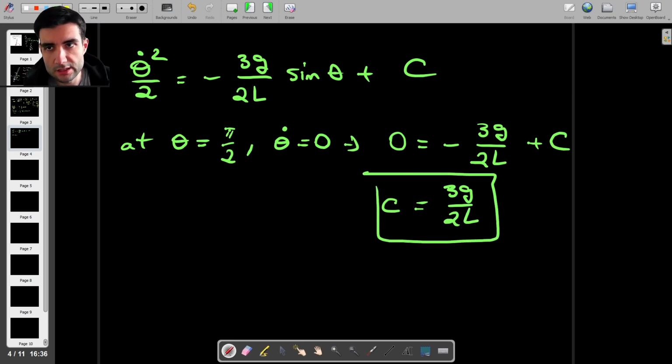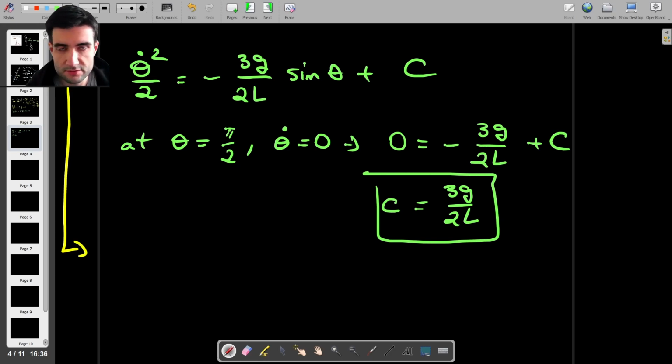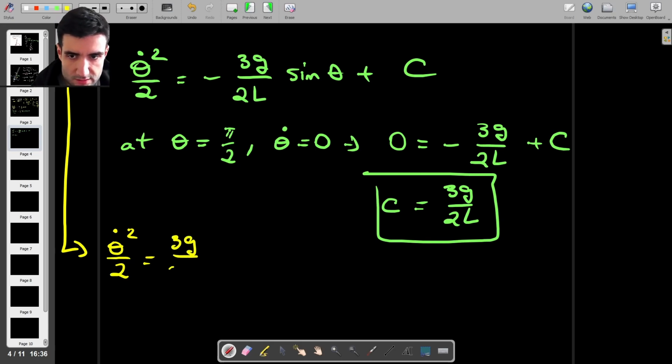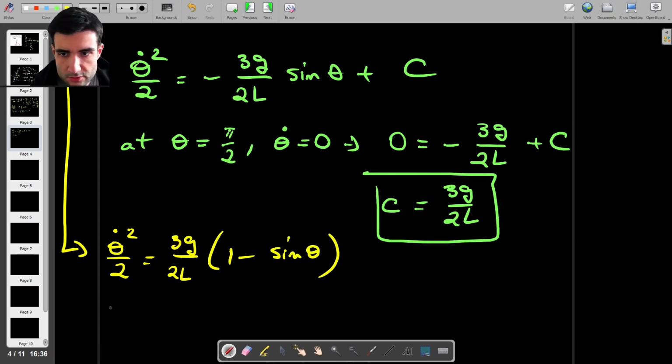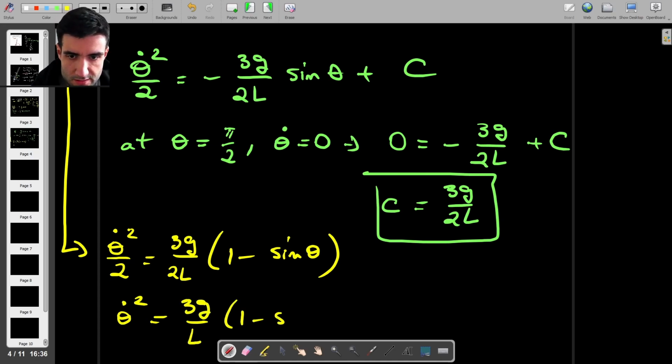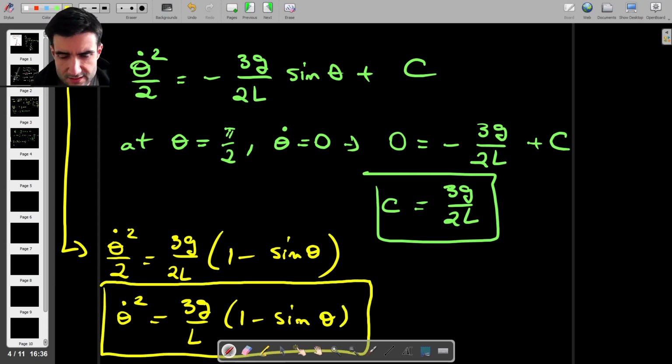And that's it. So now we can go here and rearrange and find what theta dot squared is. So we have theta dot squared over 2 is going to be equal to, so I'll write 3g over 2L first, because that's positive, and then 1 minus sine theta. So theta dot squared is going to be equal to 3g over L times 1 minus sine theta. Right, so this is essentially the angular velocity as a function of angle.